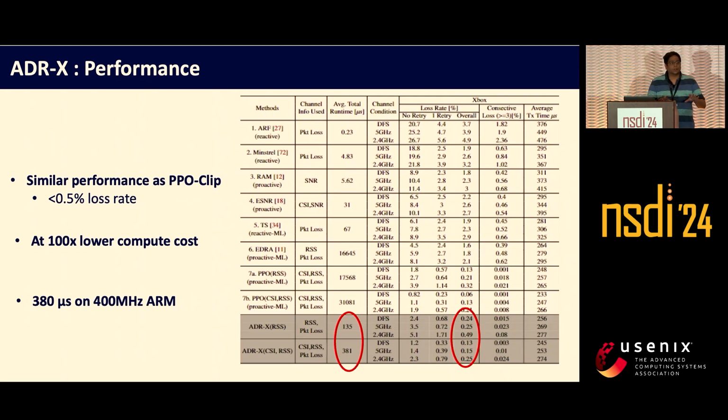So now I have sort of the final result here. What you see in summary is that its performance is almost close to that of PPO, and at the same time 100x better. So in fact, it takes only 170 to 380 microseconds to run on the 400 megahertz microcontroller.